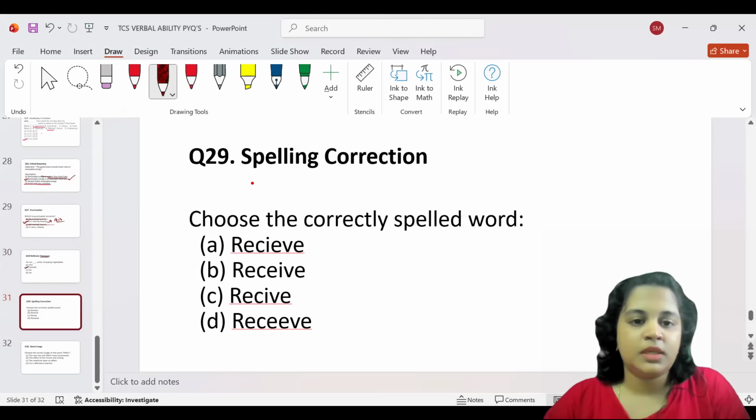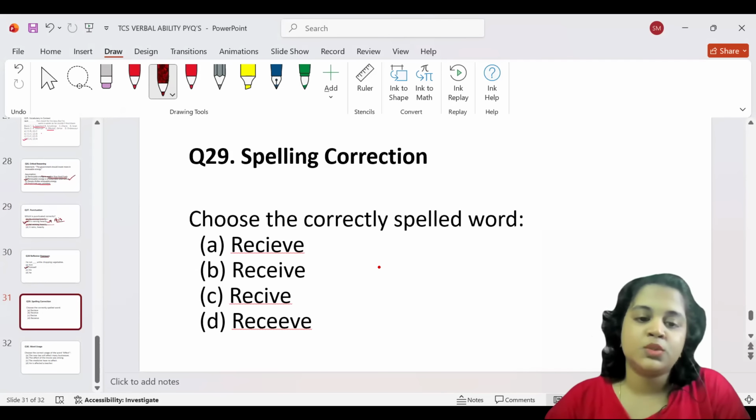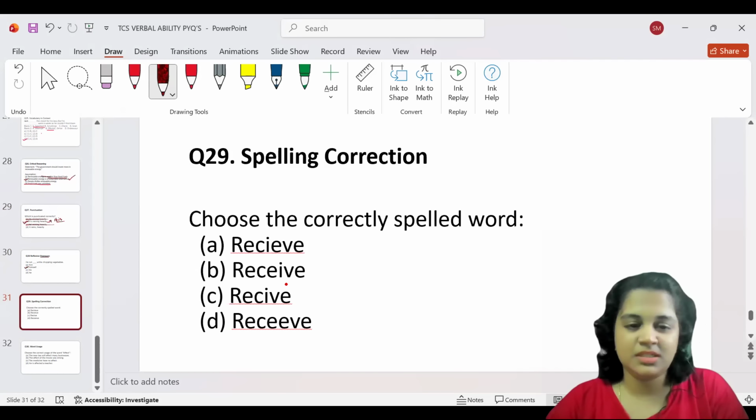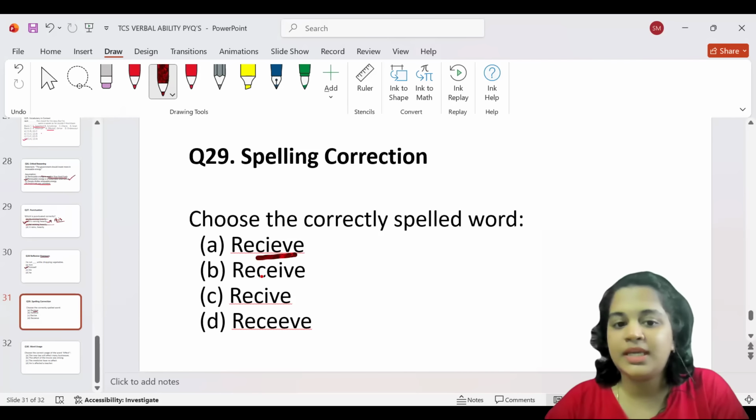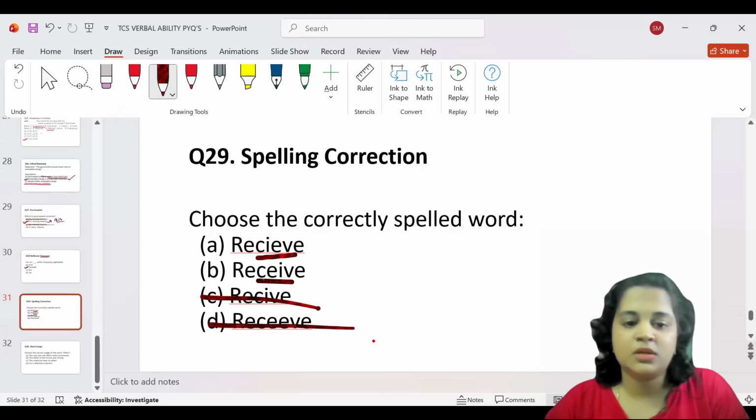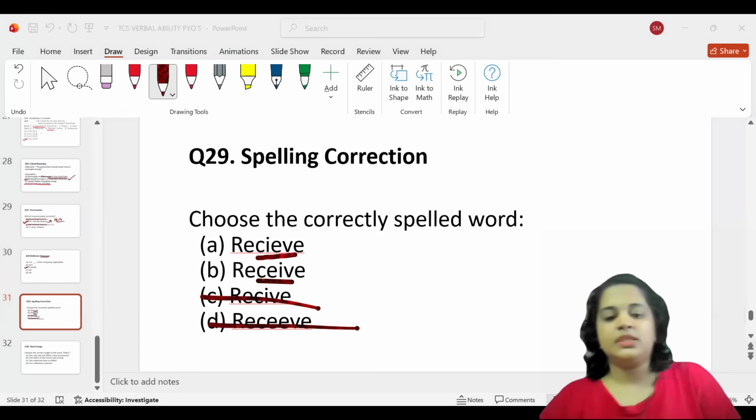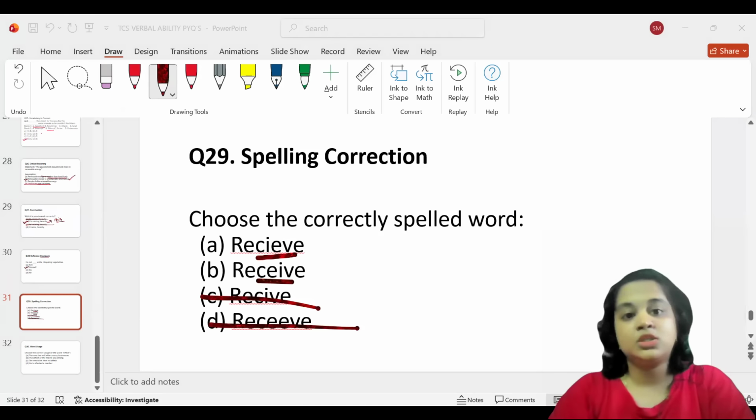The next thing, spelling correction. You have to choose the correctly spelled word. This is very easy. What is the spelling of receive? RECEIVE, or okay, this could be tricky. Some people get confused if it is CIE or CEI. Okay, it's not option C, it is not option D, obviously. But the first two options, it can be tricky.